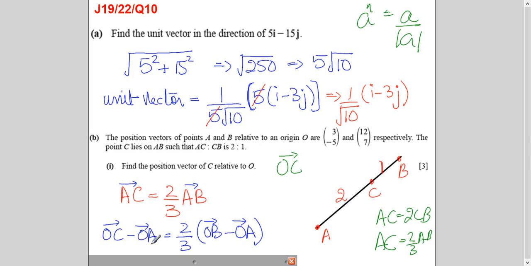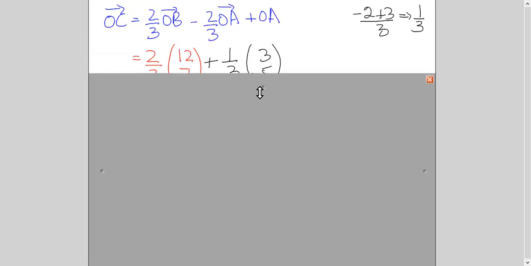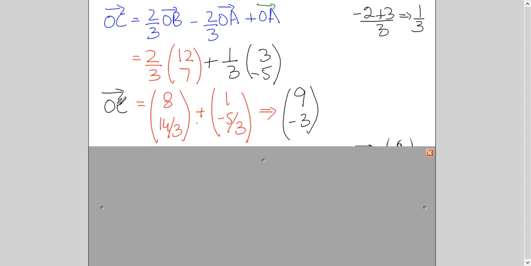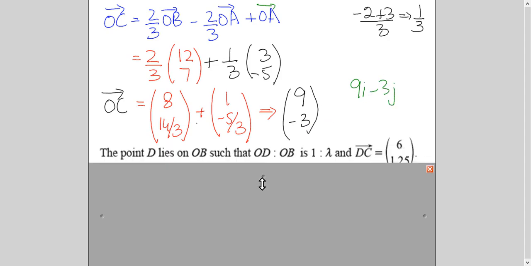After that, I will plug in the values. And before that, I will bring OA to this side, because this is a common vector. So I will simplify it first. So after simplifying here, because minus 2 upon 3 and plus 1 is 1 upon 3. So this is how I'm getting 1 upon 3. And I have substituted the vector OA and OB here. And I got vector OC 9, minus 3. So it is basically 9i minus 3j if you want to write in this form.